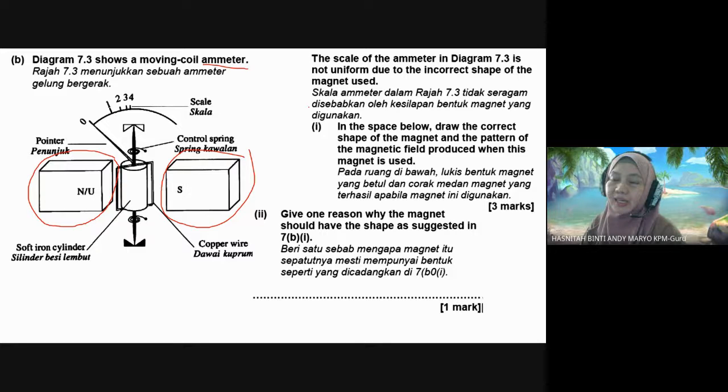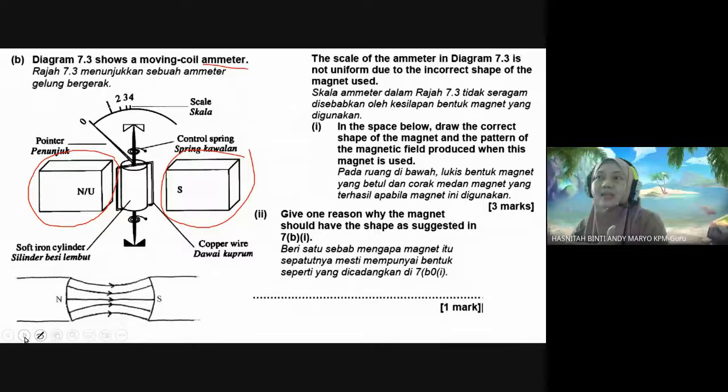So in this shape below, draw the correct shape of the magnetic field. Normally in a motor or in any device using this application, what kind of shape are we using? Normally we are using a radial shape magnetic field. Kita pakai curve or concave shape. You can also call it a concave shape magnet, a curve magnet or a radial magnet. Okay, that's it. This is the shape.